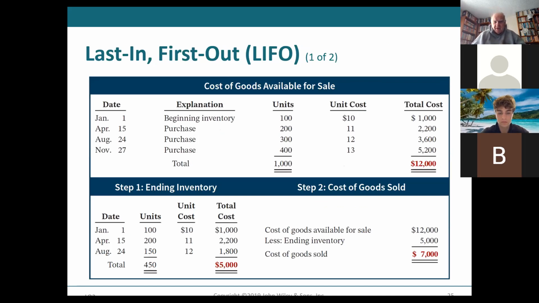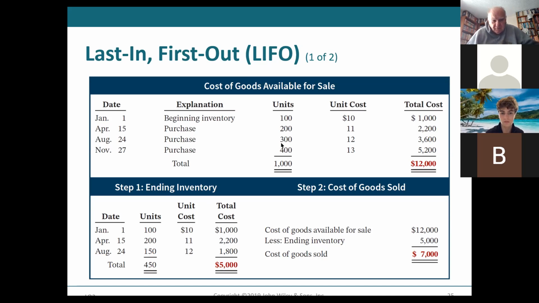Here's last in, first out. Under last in, first out, we are pretending we're selling the oldest one last. Under this method, we're selling the newest stuff first. So here we're looking for 550 units that were sold. We sold 400 from this purchase, and we sold the balance of 150 from here.